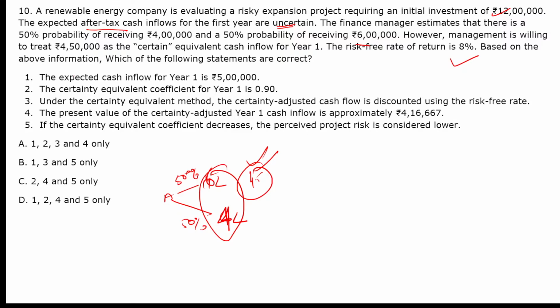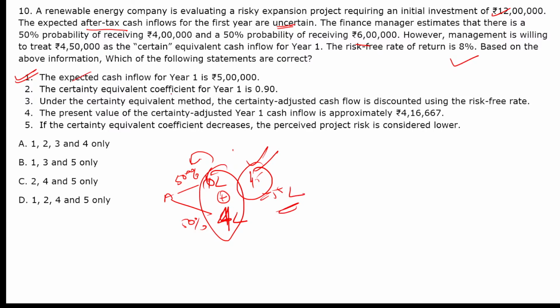The expected cash inflow for year 1 is 5 lakhs. Neither 4 lakhs nor 6 lakhs but 5 lakhs. Do you think this is correct? Yes. 4 lakhs into 0.5 plus 6 lakhs into 0.5 is 5 lakhs only. So this is correct.